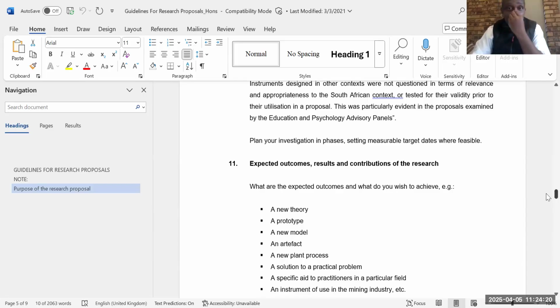Like I said earlier, you need to state in such a way how your results and contributions fit into the larger society. Is it going to be a new theory? Is it going to be a new prototype, a new model, a new artifact, or in our case, a new chemical plant, a process plant, a solution to a practical problem, a new instrument that we use in measuring data, or evaluating data, or collecting samples, a specific aid to practitioners in the particular field?